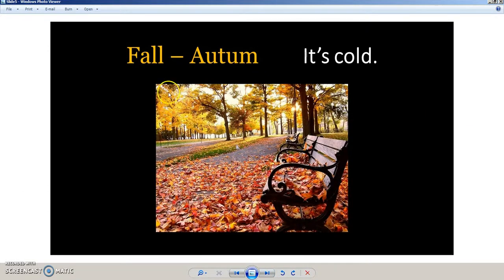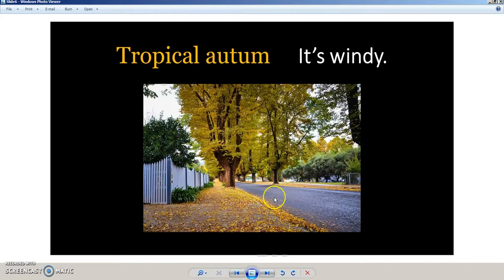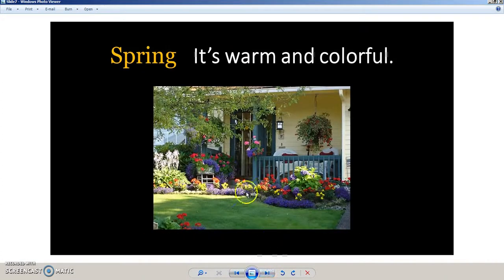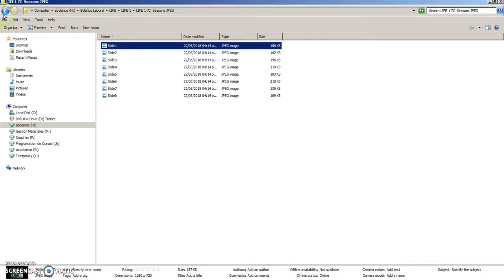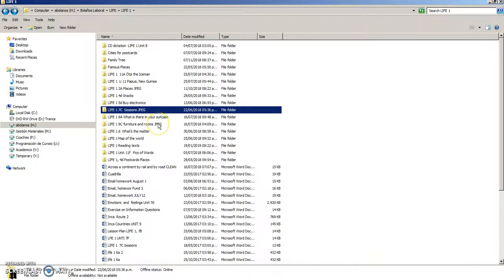And autumn, right? It's cold. The trees lose their leaves. There's a tropical autumn that you can see in other areas. And spring, it's warm and colorful. What do people do in spring? They go bicycle riding with their families, or they meet with friends in the park. So the objective here is using the picture, the word, and a phrase to describe and practice a conversation with partners.